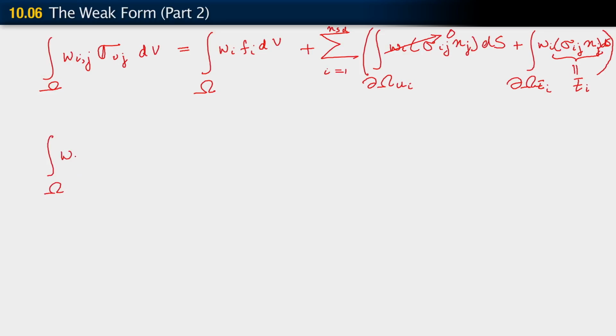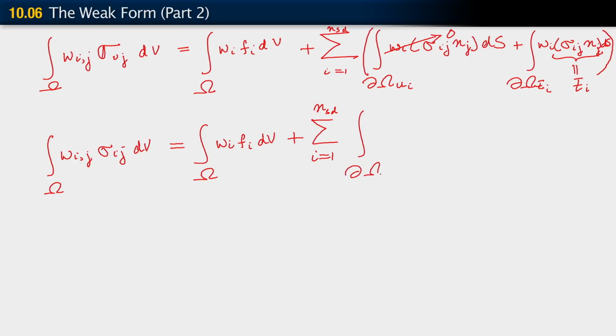And so we have it. We have integral over omega of w_i,j sigma_ij dV equals integral over omega of w_i f_i dV plus the sum, i going from 1 to the number of spatial dimensions, of the integral over the corresponding Neumann boundary only of w_i t-bar_i dS. This is our weak form, which we've derived from the strong form. Like I said, we can go back the other way. It's not something we'll get into here.